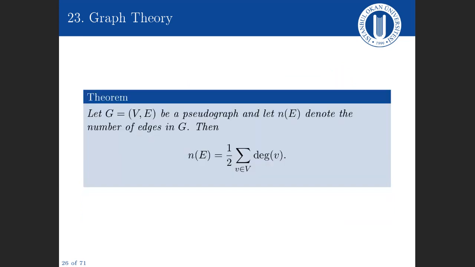The first theorem of today. Let's suppose we have a pseudograph. That's a graph in which parallel edges are allowed and loops are allowed. And let's suppose N(E), the number of elements in set E, or to say it another way, the number of edges in the graph. Then we have a formula for N(E). N(E) is a half of the sum of all of the degrees.